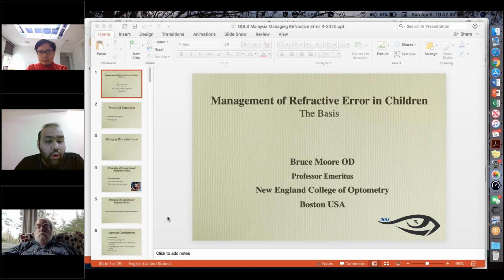He has over 40 years of clinical experience in seeing children. He has been working at Harvard Medical School and the New England College of Optometry, where he has done a lot of research on children's vision, and he is also involved in legislation and advocacy for children's vision. We are fortunate that he's going to talk to us about the management of refractive error in children. I hope we all have a fruitful and learning session. Prof, you can take it from here.